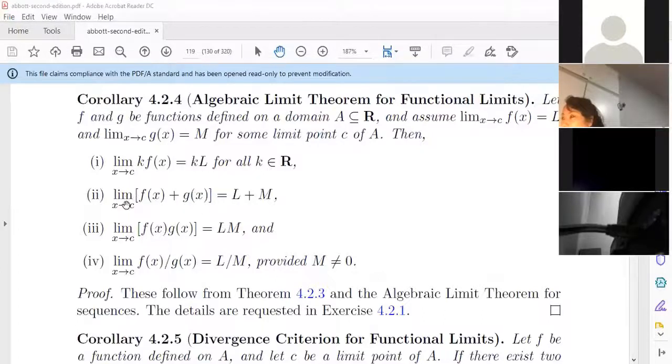Say, pick for example 2. You start from the left-hand side, the limit of a sum. By the previous theorem, the limit of a sum is going to be whatever it is if the same happens for every sequence xn that approaches c. But we already know it for sequences. We did it for sequences. That's the algebraic limit theorem for sequences, that this property holds if we do it for sequences.